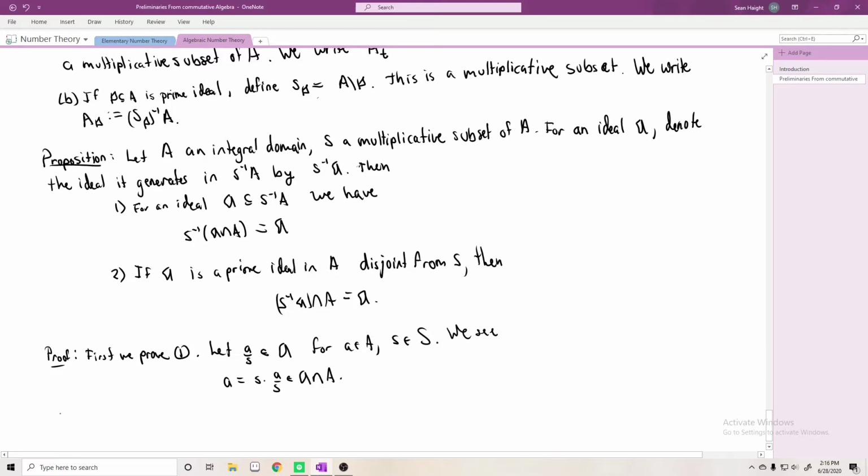So what do we see? Thus, a over s, which is just 1 over s times a, is in S inverse (𝔞 intersect big A), so that we have one containment already done, so that 𝔞 is certainly a subset of S inverse (𝔞 intersect big A).